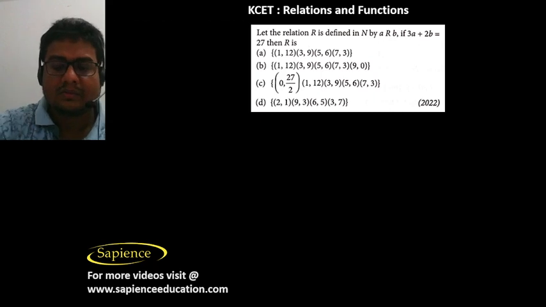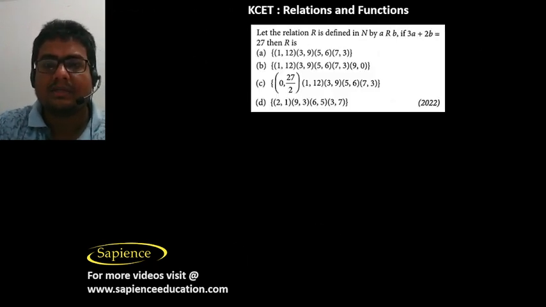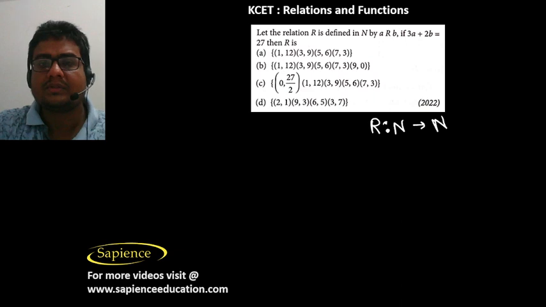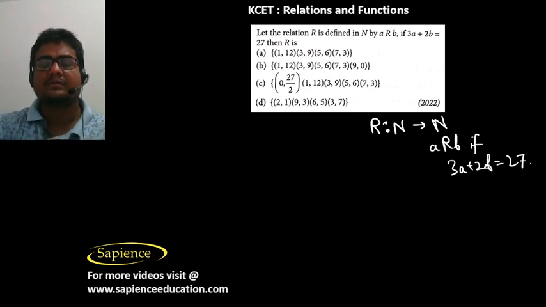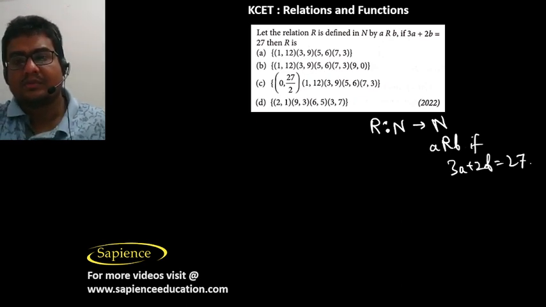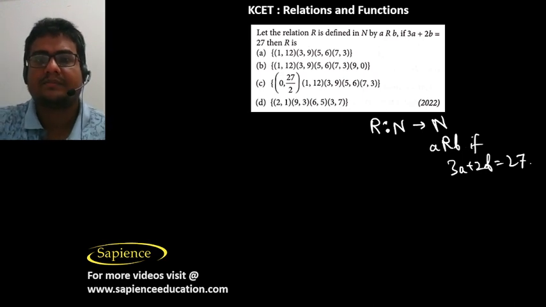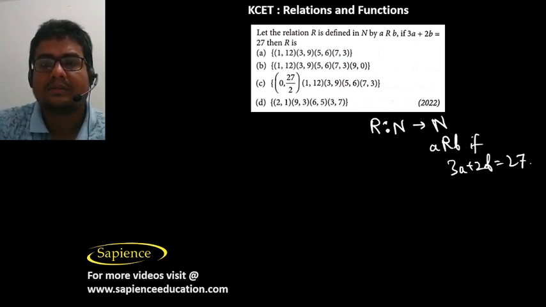Then here it is told that let the relation R be defined in N. It means R maps N to N, which is defined as A is related to B if 3A plus 2B equals 27. So the input should be a natural number.